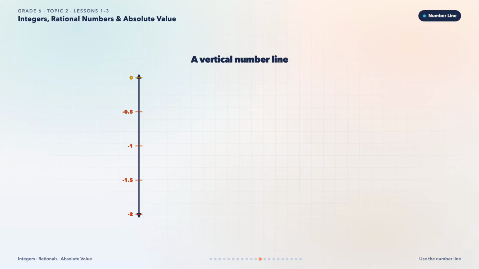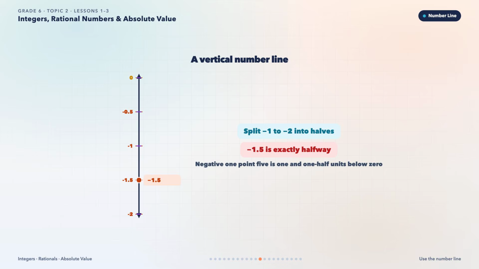Here is a vertical number line from 0 down to negative 2. Plot negative 1.5. Split the space between negative 1 and negative 2 into halves. The point appears exactly halfway. Negative 1.5 is 1 1/2 units below 0.